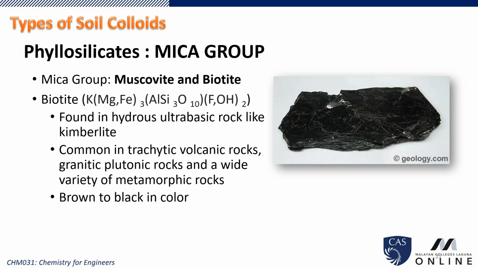We also have biotite, which can be found in hydrous ultrabasic rock like kimberlite, and is common in trachytic volcanic rocks and granitic plutonic rocks and a wide variety of metamorphic rocks. Biotite can sometimes be brown to black in color.